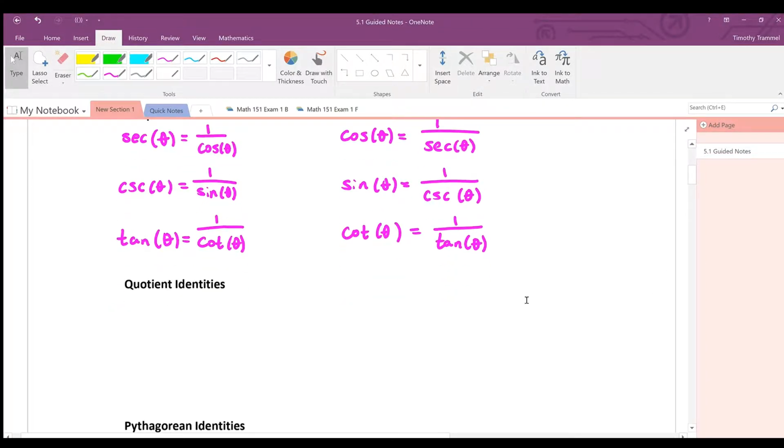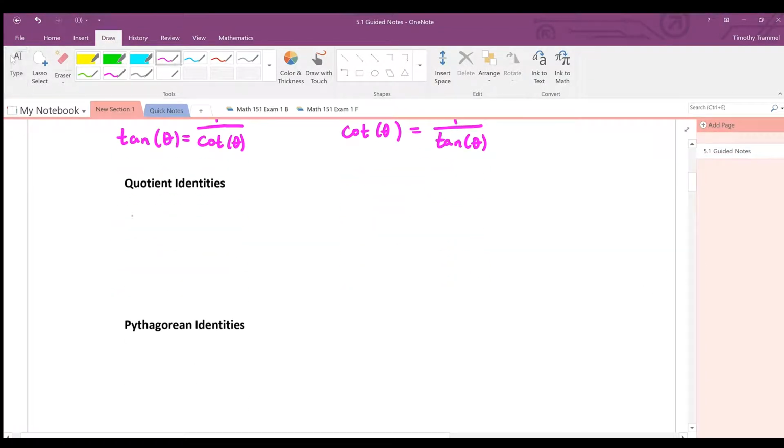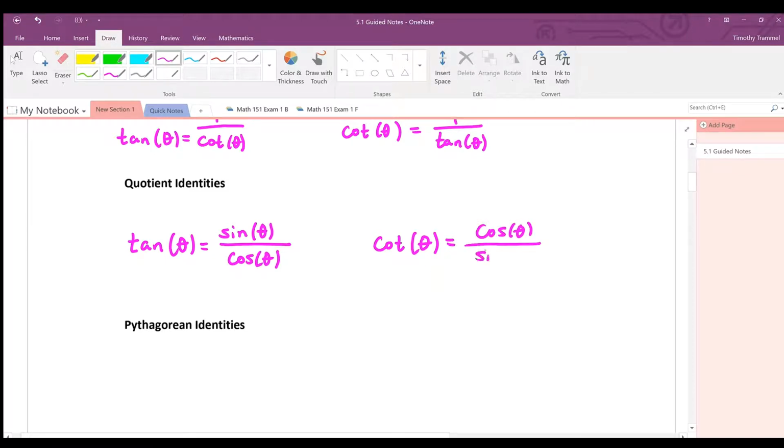Let's look at the quotient identities. There are just two of these. We have tangent of theta is equal to the quotient sine of theta over cosine theta. And cotangent of theta is equal to cosine of theta over sine of theta.